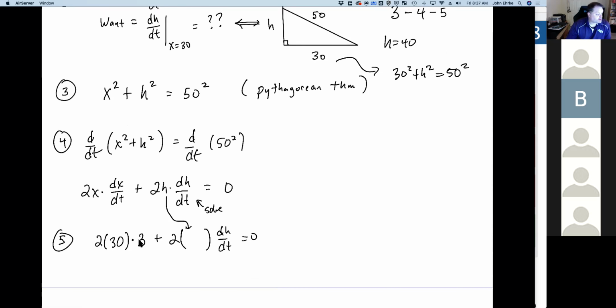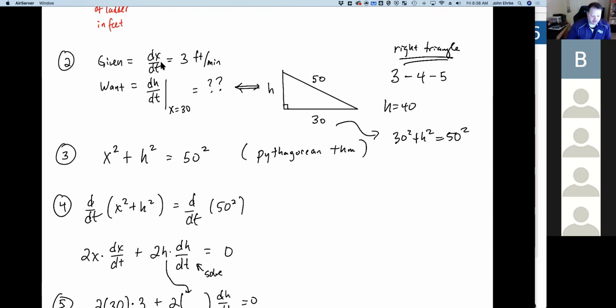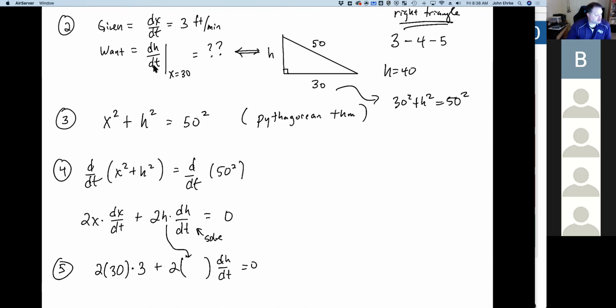Are you talking about the 3 right here, O'Brien? Yes, sir. We multiply by the 3 because the rate dx/dt is 3. So I'm replacing dx/dt with 3 down here when I go to solve for dh/dt. I got you. Yes, sir. Now h at this point, we just found that h is 40.